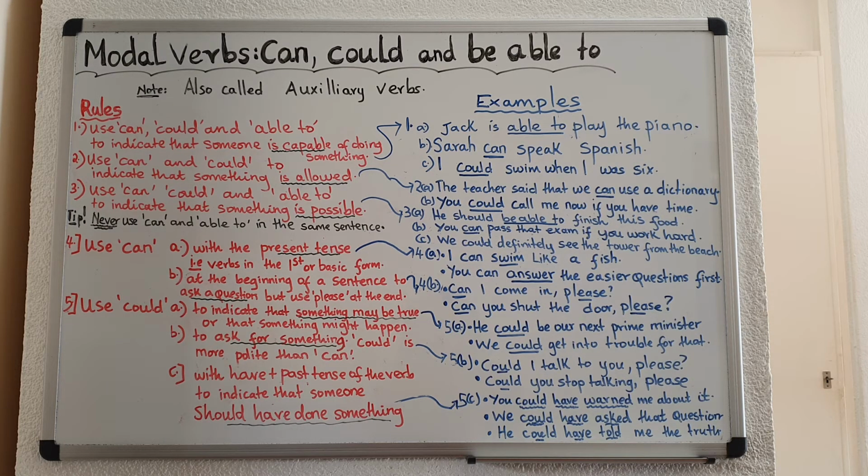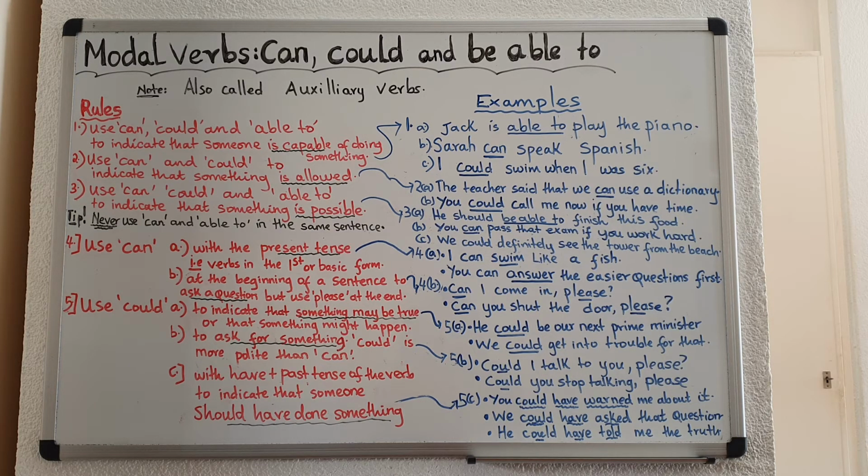But the rest of the verbs, the rest of the auxiliary verbs, that is could and be able to, you can use them with the other tenses. Okay? Like for example, I could have written to you a letter. That is the past perfect tense. So we will see more about that towards the end.